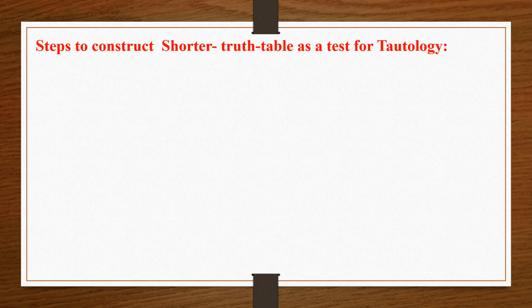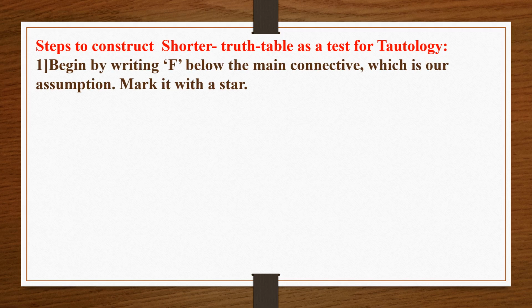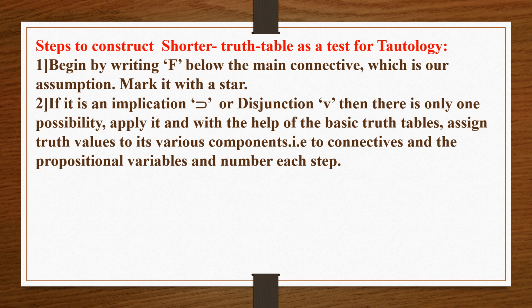Now we will see the steps to construct shorter truth table as a test for tautology. We already know what tautology means. Tautology is that statement form which is always true below the main connective in all the rows. So we are going to assume that the given statement is not a tautology by writing F below the main connective, which is our assumption, and we will mark it with a star.